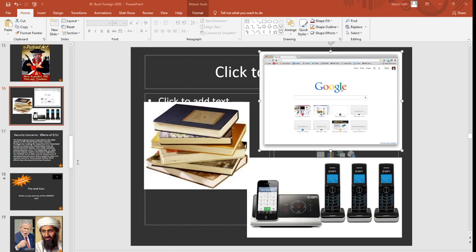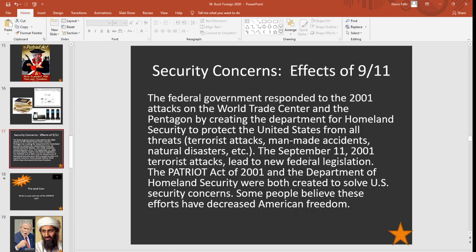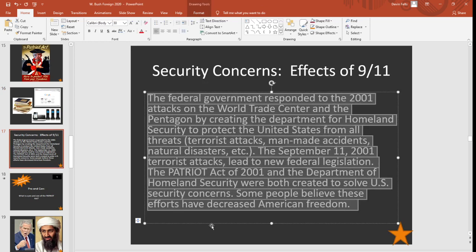So again, let's look back on that first paragraph. We've already read the paragraph, so let's take a look at a couple of these questions. Number one says, what was created after 9/11? If you review that paragraph, you will see exactly what was created after 9/11. What is a pro and a con of the Patriot Act? Again, if you look at the paragraph and you read carefully, you'll be able to see that. Just make sure you put both the pro and the con. I need one of each.